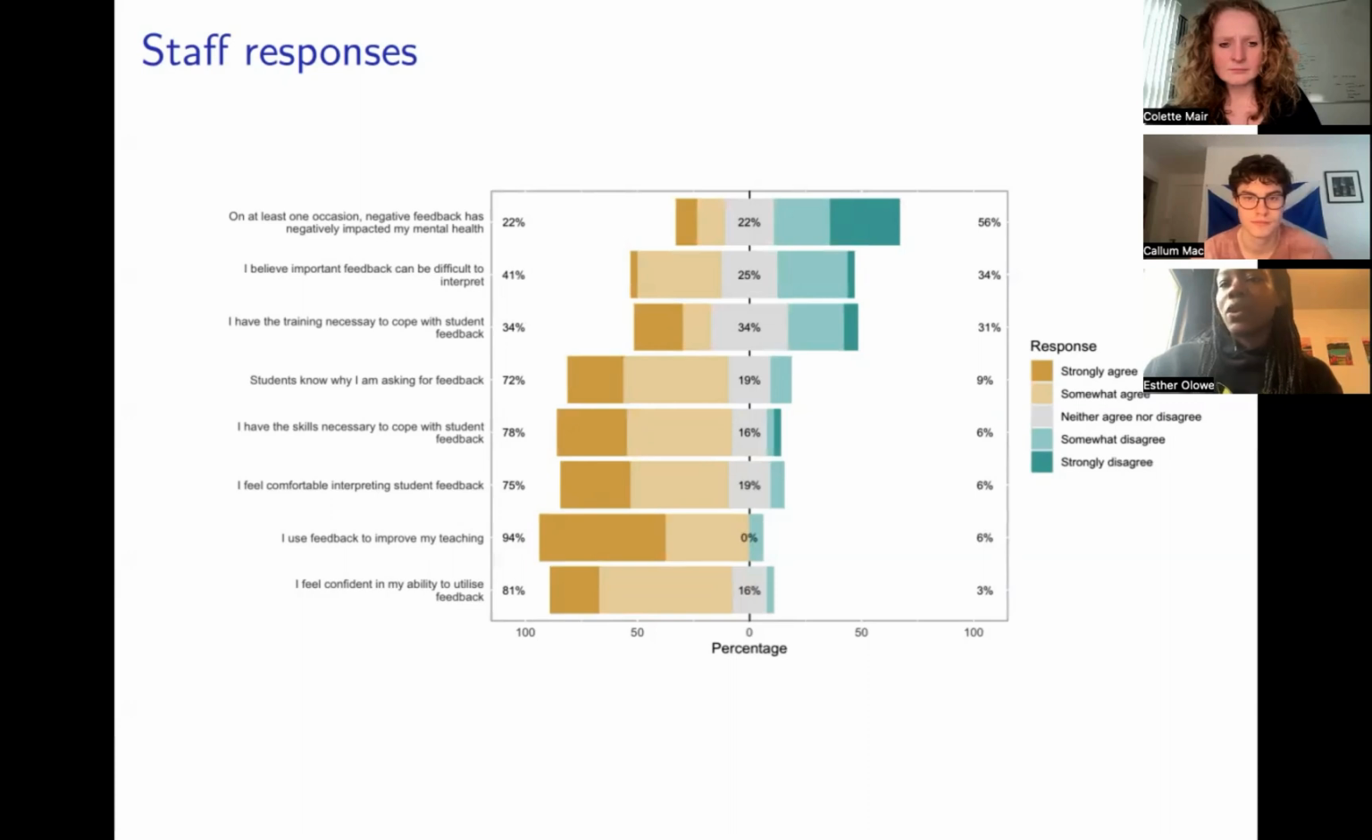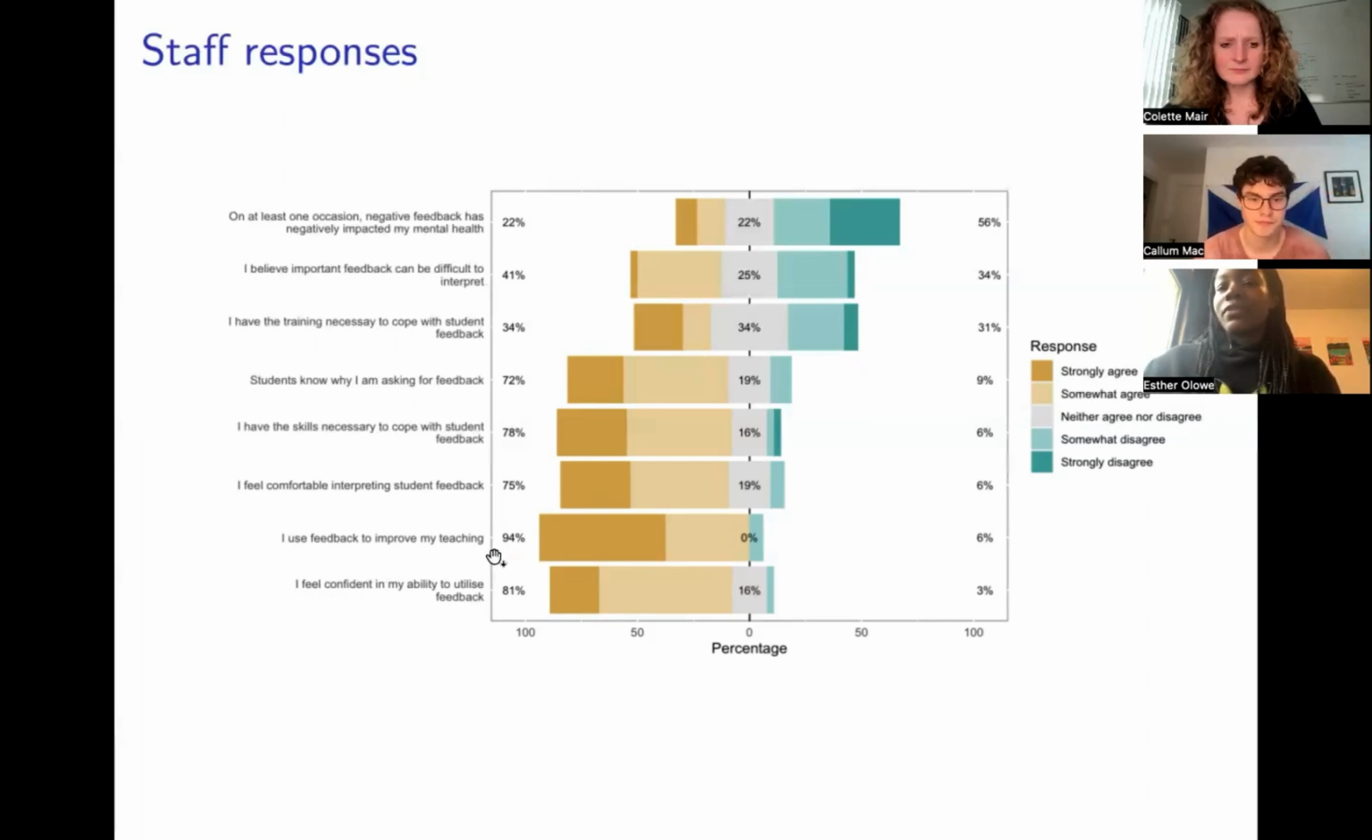From the next point, based on training, whether staff have enough training to cope with the student feedback that they receive, we see that again, 34% of people do feel that they are not properly equipped to carry forward the student feedback, maybe due to training, resources available, and other things like that.